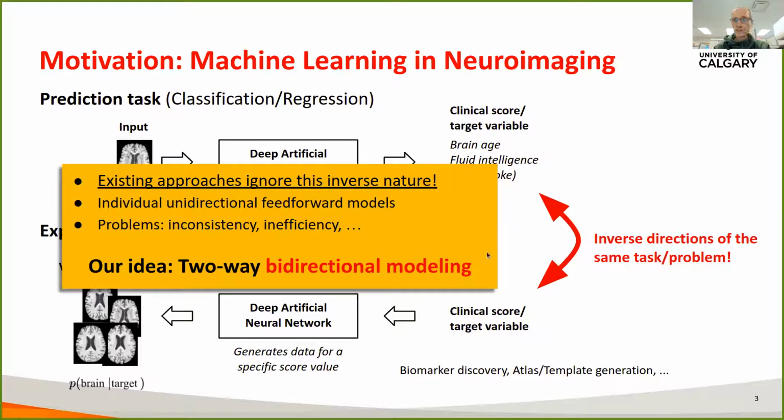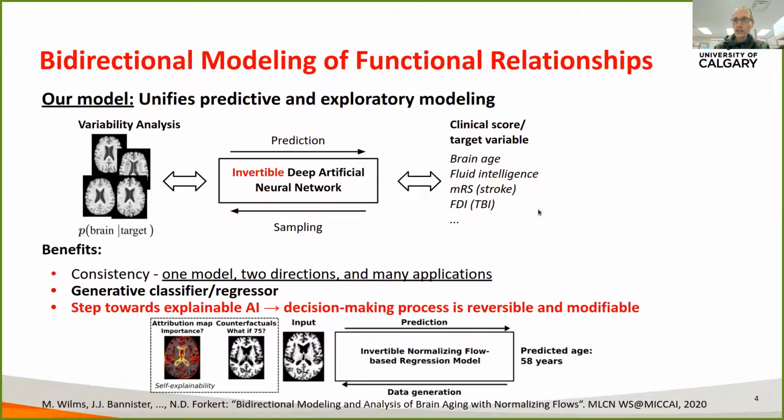And our idea now is to do it in a bidirectional way by using two-way bidirectional modeling. What does it mean? That means that we are modeling the functional relationship bidirectionally by unifying predictive as well as exploratory modeling. So we have an invertible deep artificial neural network here, which can map from left to right to solve a predictive task like classification or regression. And on the other hand, we can also sample from this probability distribution by using the inverse direction of the invertible deep artificial neural network. So we have a consistent model, one model, two directions, many applications. So it's kind of a multi-purpose model here.